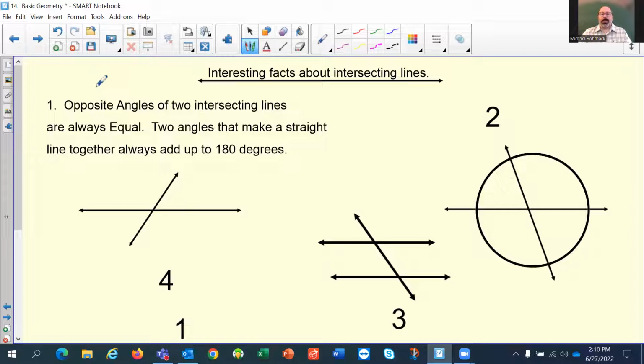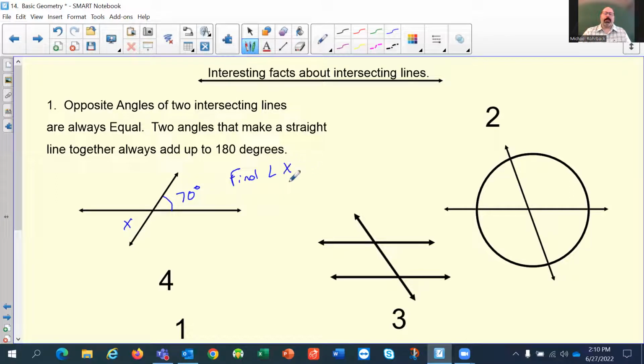The first interesting fact is that the opposite angles of two intersecting lines are always equal. They're the same thing. Two angles that make up a straight line together always add up to 180. So what are we talking about? Here's an example where you have a problem, and we'll put an X down here. And let's say they tell you that this is a 70-degree angle. And they ask you to find X.